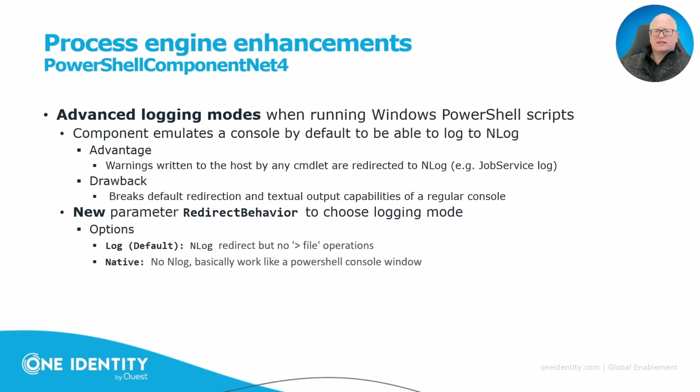The default is that stuff gets written to nlog. This is what we typically prefer. But there are no file operations. You can, however, switch the option to native, and then you will have no nlog, but you will get all the PowerShell messaging to the console, as it is if you run PowerShell in the console window.